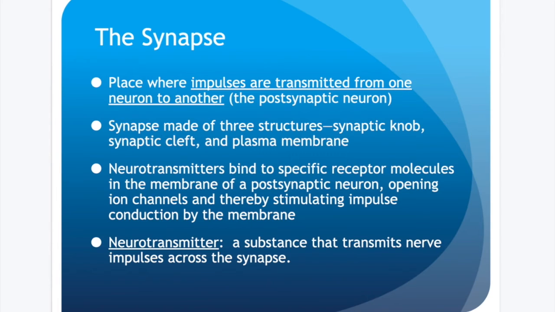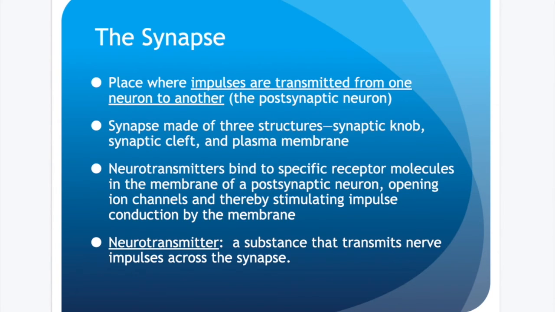When your signal gets to the end of the neuron, it's going to reach what we call the synapse. The synapse is the location where impulses are transmitted from one neuron to another. You would have a presynaptic neuron and a postsynaptic neuron. The presynaptic neuron is the one sending the signal, and the postsynaptic neuron is the one receiving the signal. To do that, you're going to have chemicals called neurotransmitters that allow that nerve impulse to travel to the next neuron.